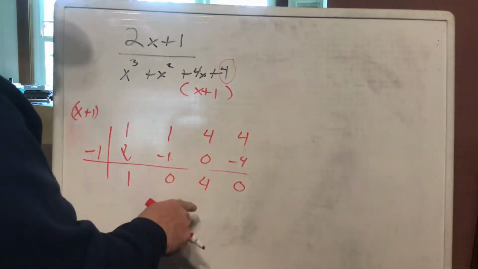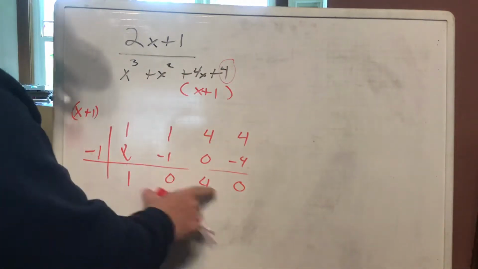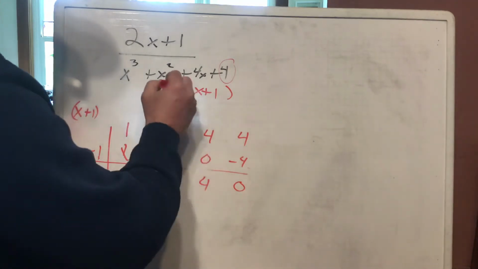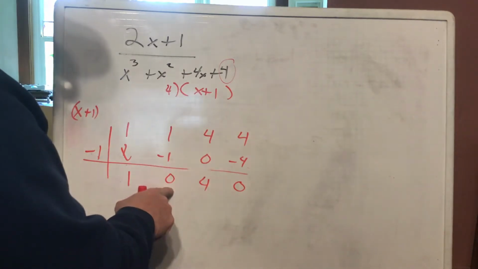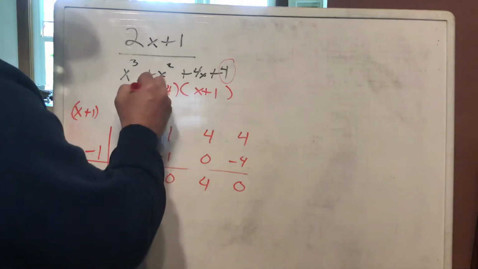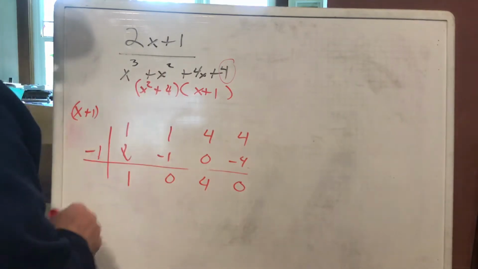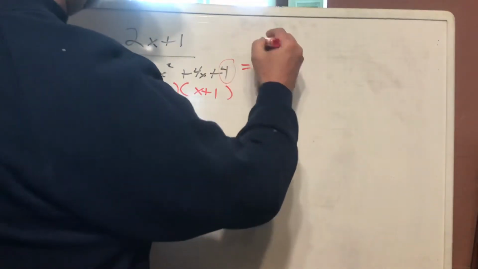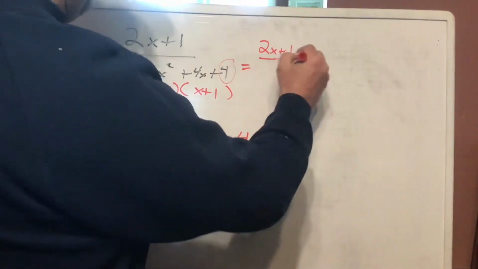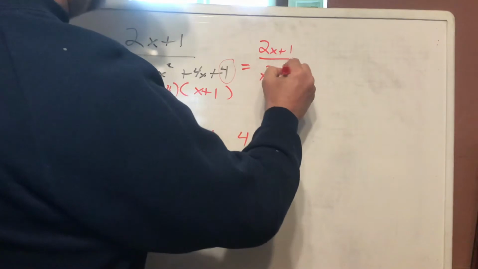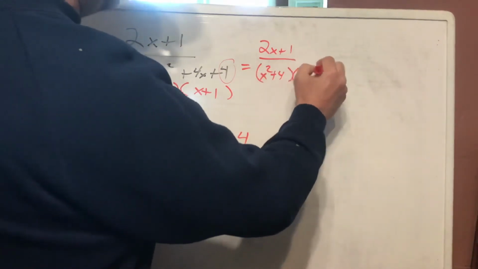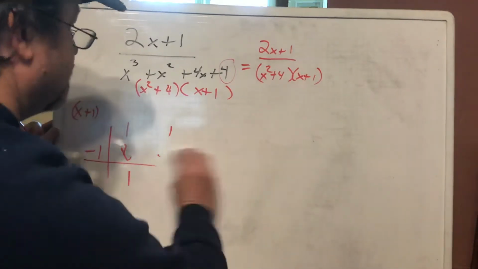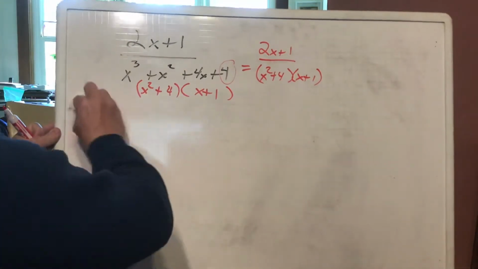The other thing that this factors into, I could do long division now, but I've already done the division here. This is remainder 0, this is the constant term, this is the x term, and this is the x squared term. So what I have there factors into that, meaning 2x plus 1 over x squared plus 4, x plus 1. Now, once I have done the synthetic division, I've figured out what the factors are, and I have factored it.